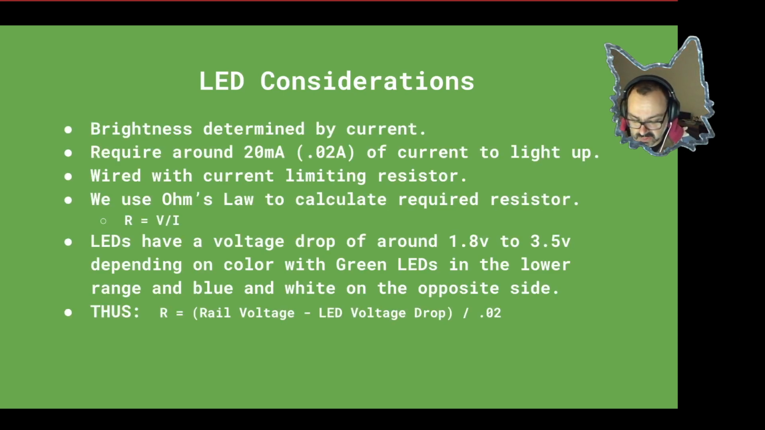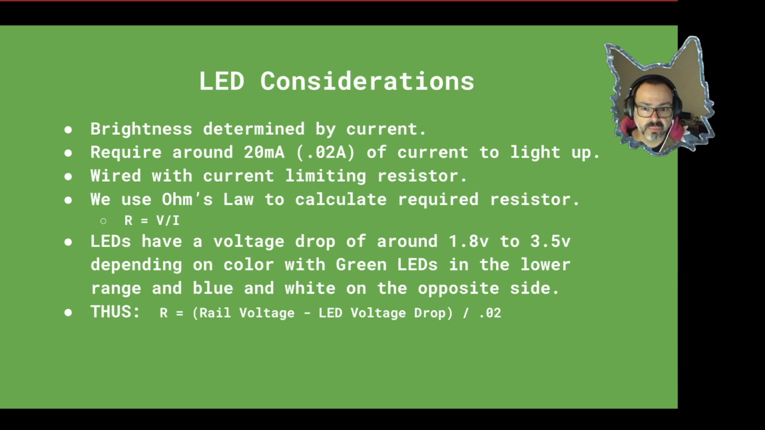When we're talking about LEDs, there are some things that we should consider. First thing is that LED brightness is determined by how much current goes through the LED. And in order to light up an LED, we need to have a current limiting resistor. If you just try to wire up an LED directly to a pin, it won't work. Each LED is going to need about 0.02 amps or 20 milliamps to light up.